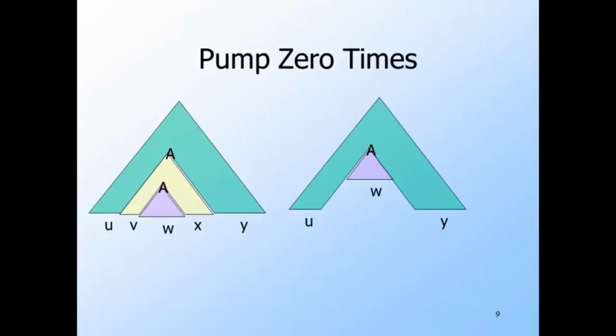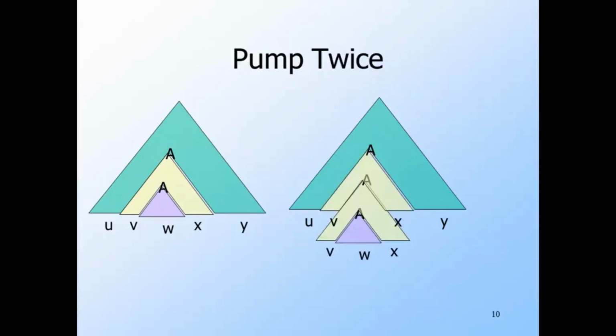Now we can take advantage of the fact that we have 2 A's along the path. We can get rid of V and X by pumping 0 times. That is, we know the purple tree can substitute for the yellow because both trees have the same variable A at the root. If the original on the left satisfies the conditions of a parse tree, that is, every interior node is the head of a production whose body is the labels of its children, then the same will be true of the smaller parse tree on the right. We conclude that UWY is also in the language.